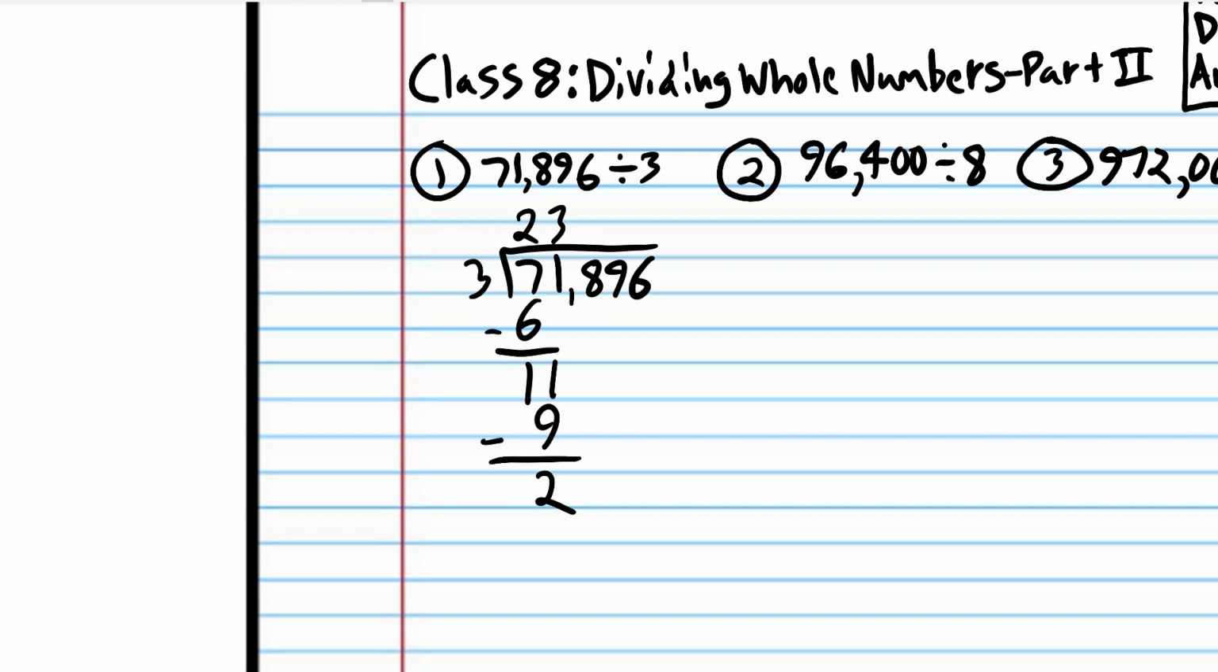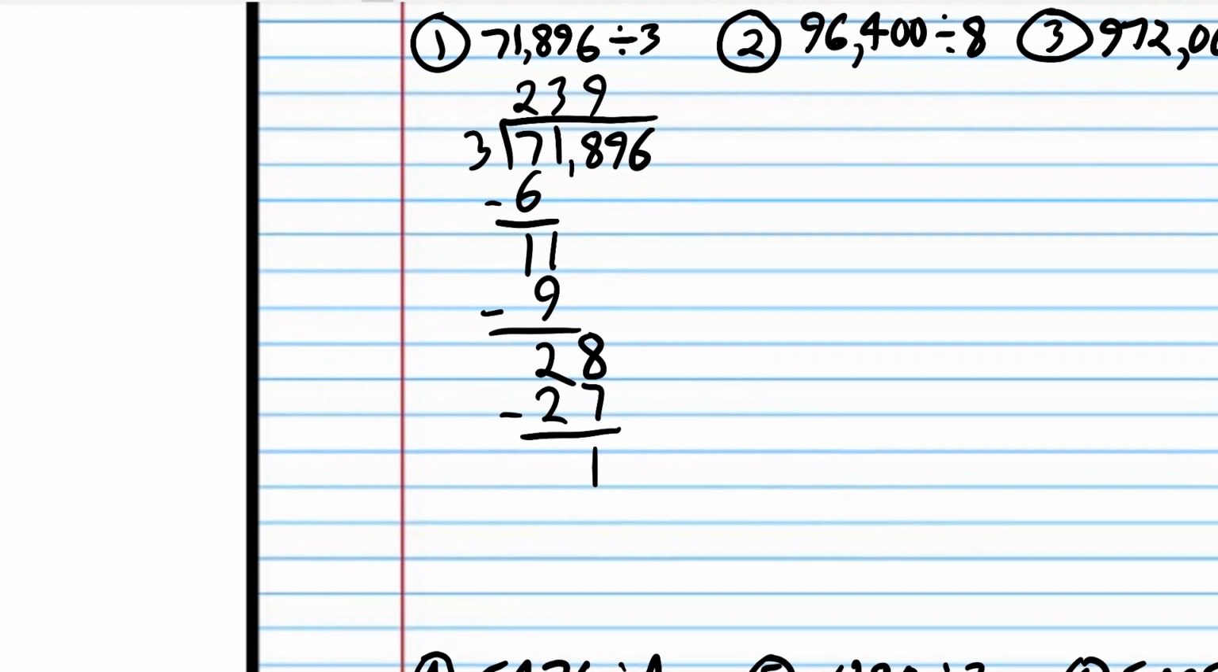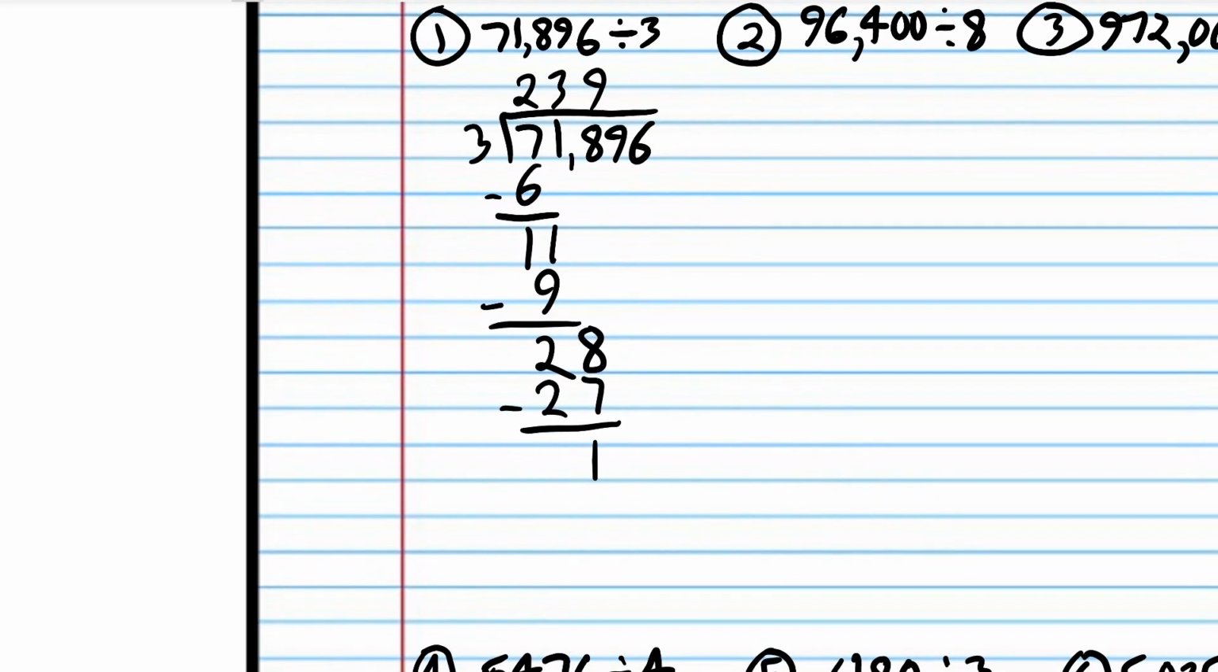Then as always, we bring down the next number. How many times does 3 go into 28? It goes 9 times, because 3 times 9 is 27. 28 minus 27 is 1. Again, it's the same cycle over and over again, the same 3 steps. Each cycle has 3 steps. So now we bring down the 9. As usual, we bring down the next number, and then the entire cycle starts over again.